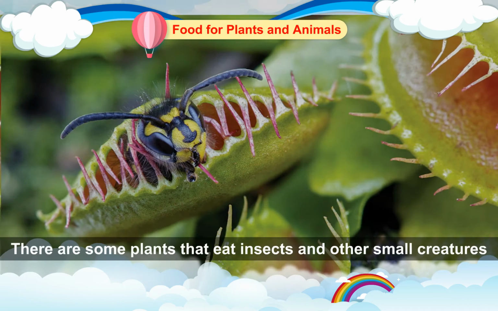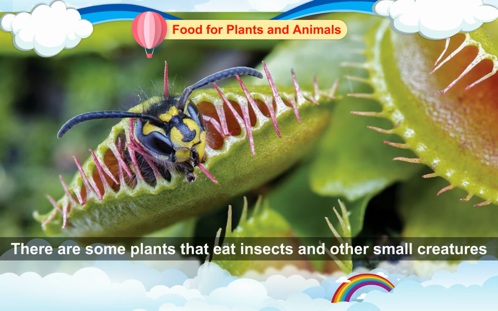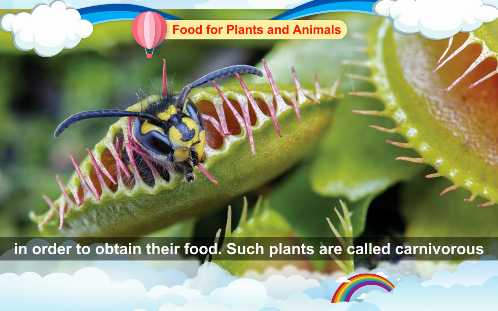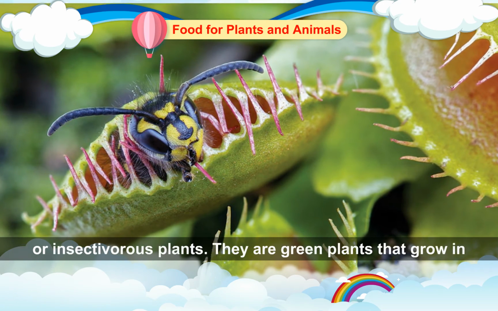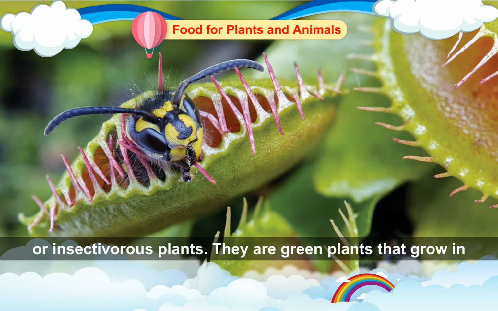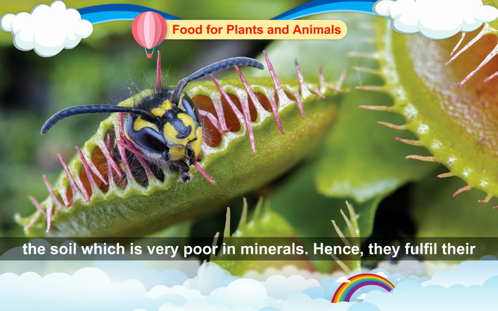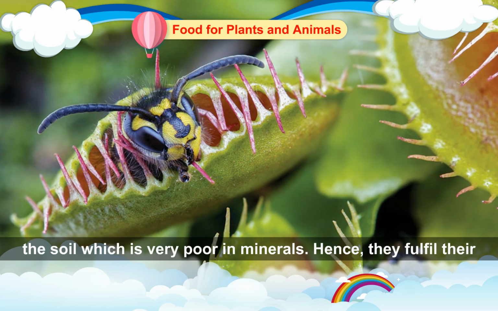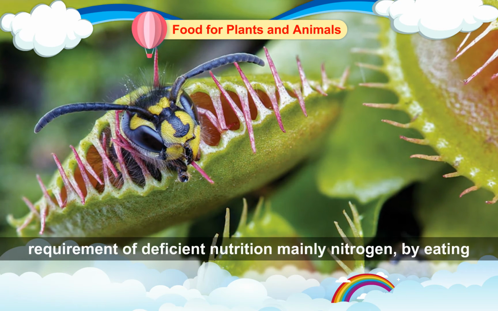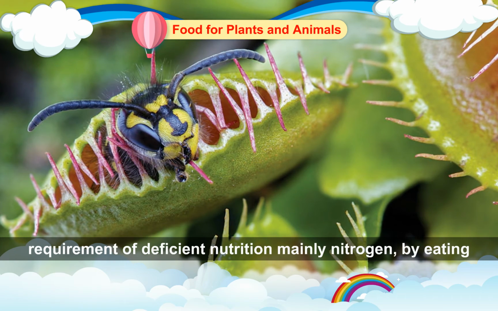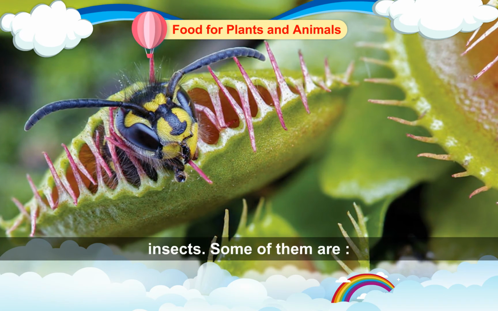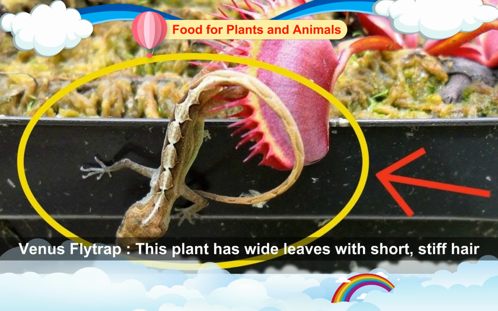Carnivorous plants. There are some plants that eat insects and other small creatures in order to obtain their food. Such plants are called carnivorous or insectivorous plants. They are green plants that grow in the soil, which is very poor in minerals. Hence, they fulfill their requirement of deficient nutrition, mainly nitrogen, by eating insects.